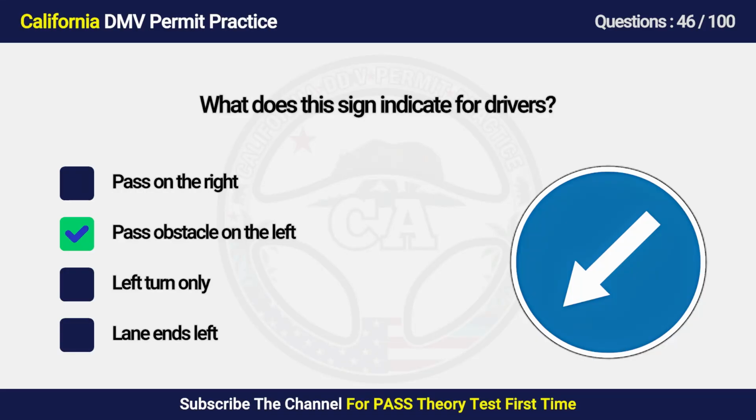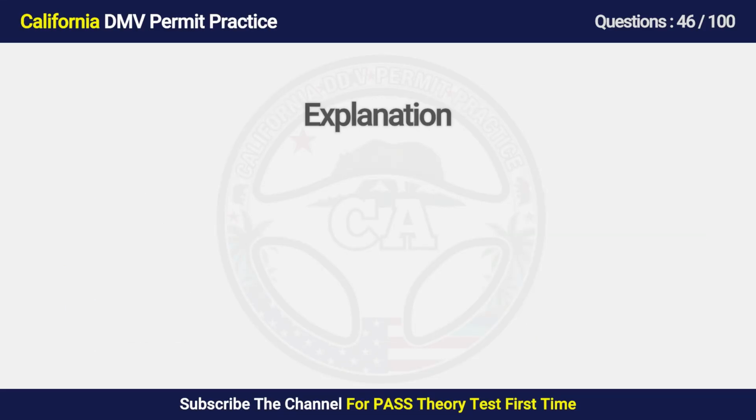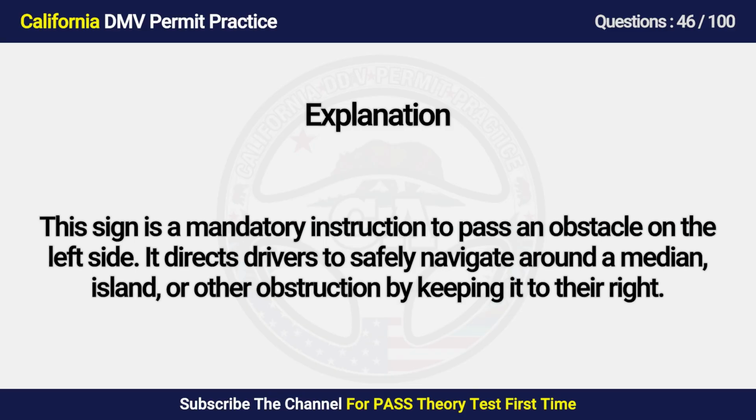Answer is B. Pass obstacle on the left. This sign is a mandatory instruction to pass an obstacle on the left side. It directs drivers to safely navigate around a median, island, or other obstruction by keeping it to their right.